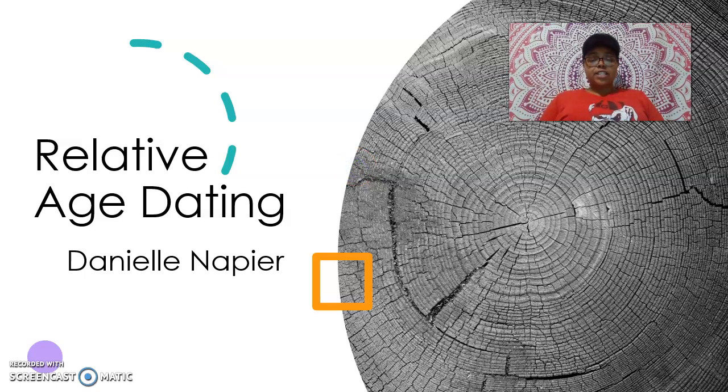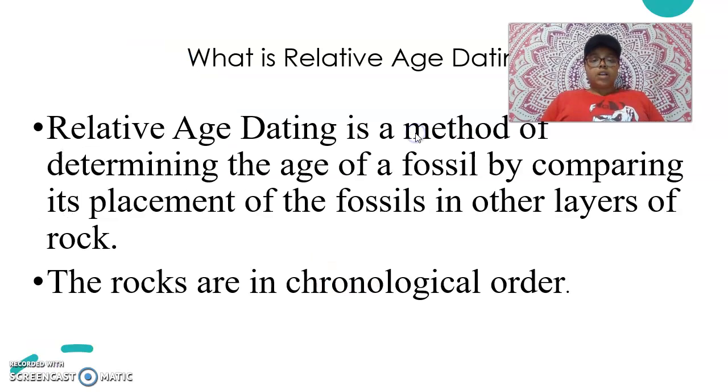I am a junior at Georgia Southwestern State University, and today we will be talking about relative age dating. What is relative age dating? Well, relative age dating is a method of determining the age of the fossil by comparing its placement in the other layers of the rock. Also, the rocks are in chronological order.